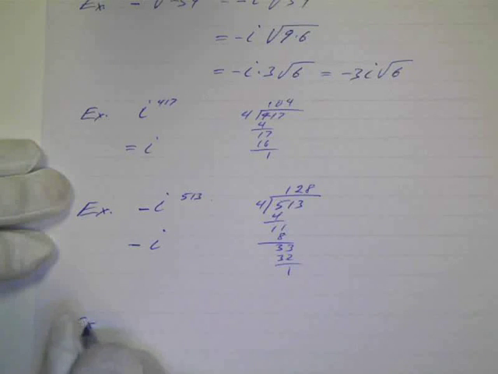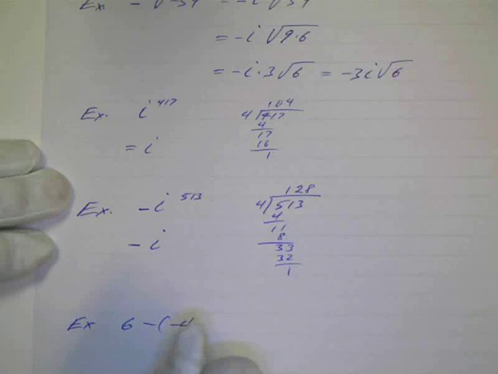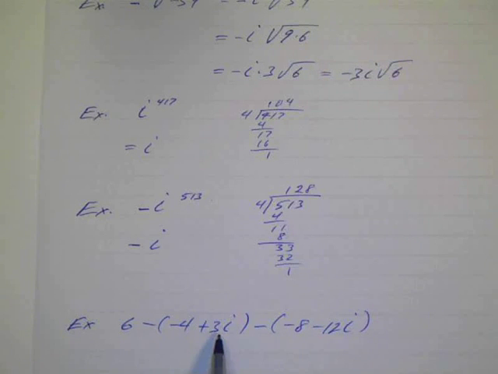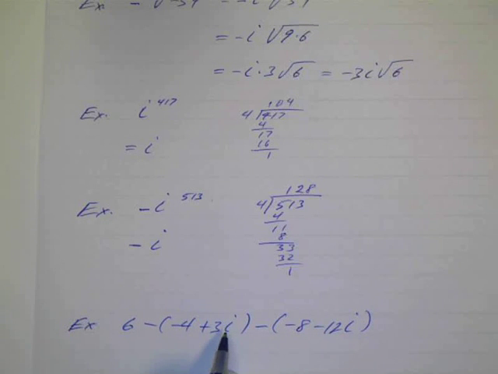This is an example from this worksheet we have, and I've got 6 minus negative 4 plus 3i minus negative 8 minus 12i. So this is an expression. It looks kind of complicated, but just think of the i like a letter, like x, and just deal with it like that. That's what I have to do to simplify it. Just like if it's another variable, x or y or z.